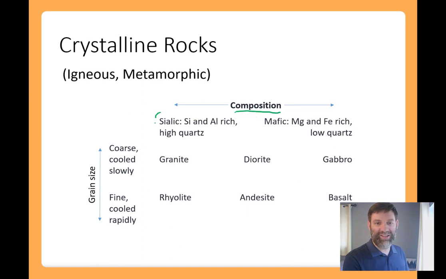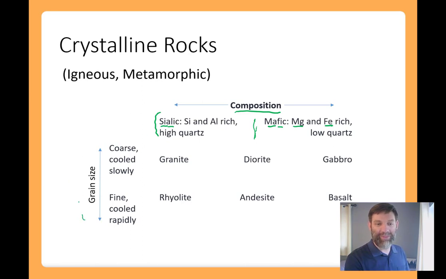So sialic rocks have a lot of silicon and aluminum. Quartz is dominant in sialic rocks. Mafic rocks have a lot of magnesium and iron. There are different terms that get applied to those, but I like those because they help you remember the specific elements that are common. And mafic rocks are lower in quartz. Quartz is silicon dioxide, SiO2, less silica, so less quartz in our mafic rocks. And then we've got sort of intermediate in between. That's one way we group them.